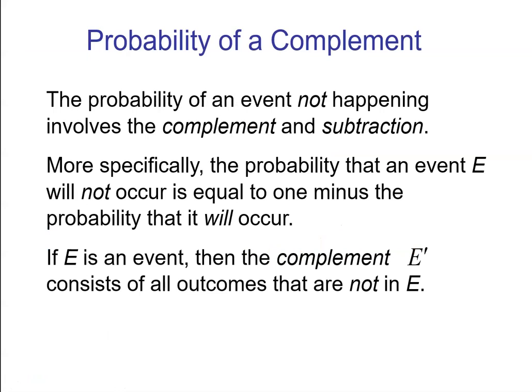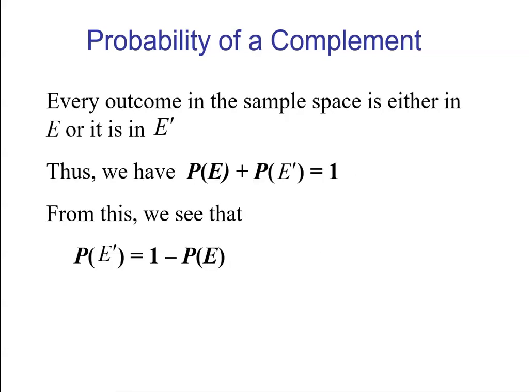Leading to that a little bit more, the probability of an event not happening involves the complement and subtraction. More specifically, the probability that an event E will not occur is equal to 1 minus the probability that it will occur. You call that the complement of E, or you might hear me also say E prime. Either way is fine. So if E is an event, then the complement of E consists of all the outcomes that are not in E. So the probability of the complement and the event, both added together, should add up to 1, or the probability of the complement is 1 minus the probability the event actually does occur.